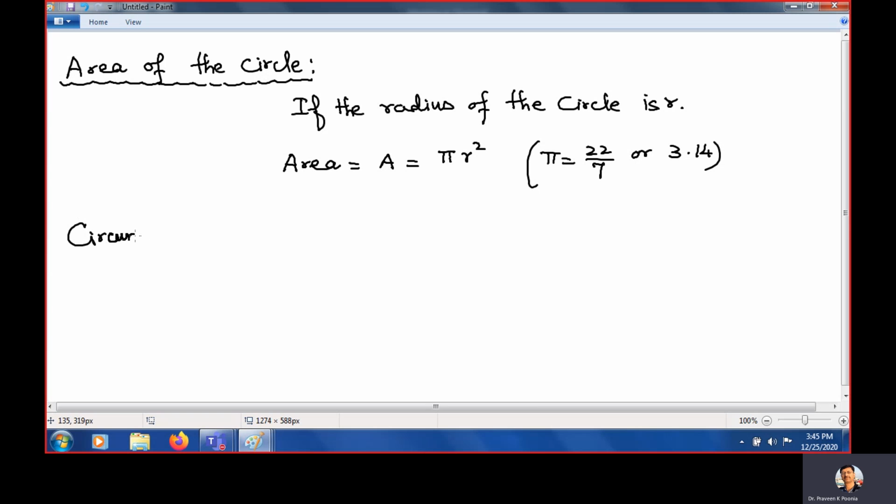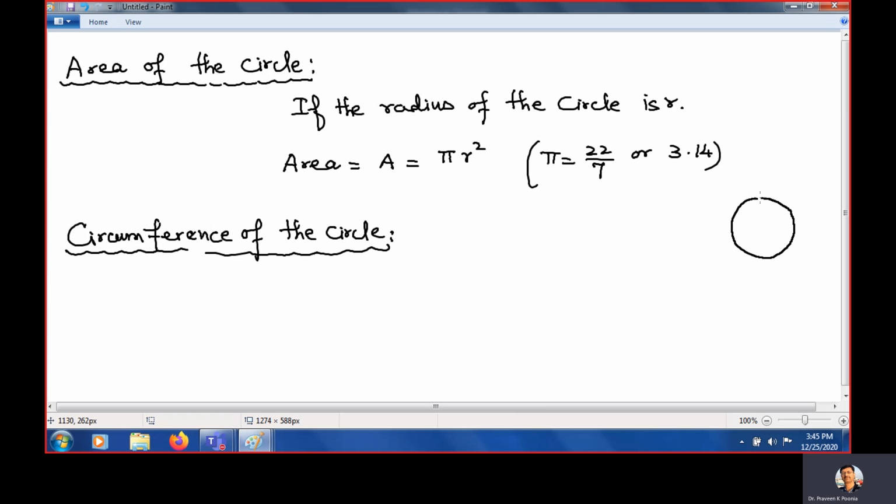Now, circumference of the circle. Circumference means the outer line. The length of this outer line is called the circumference.